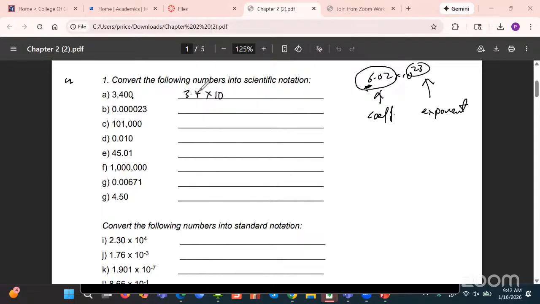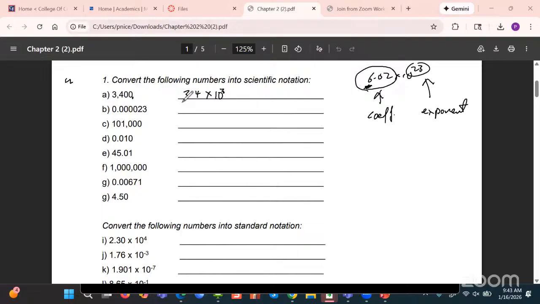So what we have determined so far is the coefficient. The question is, what would be the exponent? The exponent represents the number of places that the decimal point has to jump to get to the immediate right of the digit 3. As we said, the decimal point jumps 1, 2, 3 positions, so the exponent here would be 3. The answer is 3.4 times 10 to the 3. That's how you get from 3,400 to scientific notation.